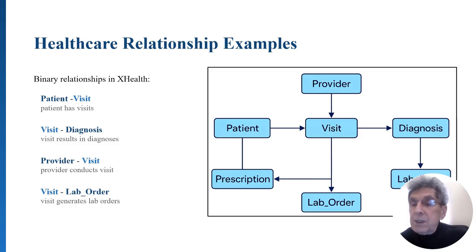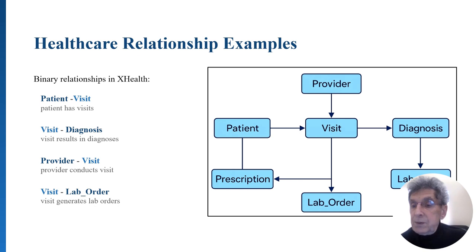Let's look at binary relationships in our X-Health context. Patient to visit. A patient has visits. When a patient comes to the clinic, that's a visit. Visit to diagnosis. A visit results in diagnoses. During a visit, conditions are identified and coded. Provider to visit. A provider conducts visits. Each visit has a provider who saw the patient. Visit to lab order. A visit generates lab orders. The provider orders labs during the visit. A lab order to lab result. A lab order produces results. The lab performs a test and returns the results.